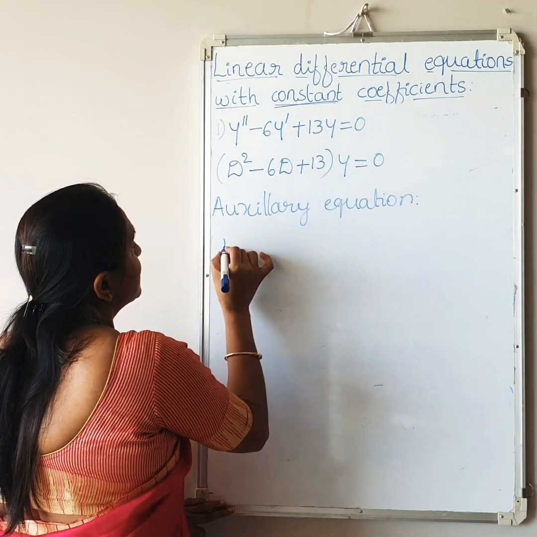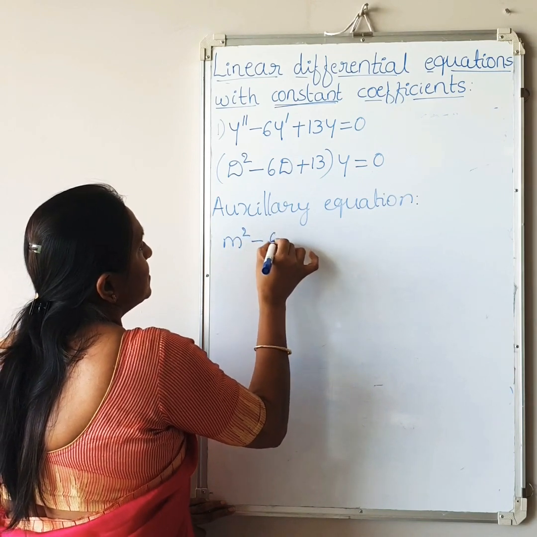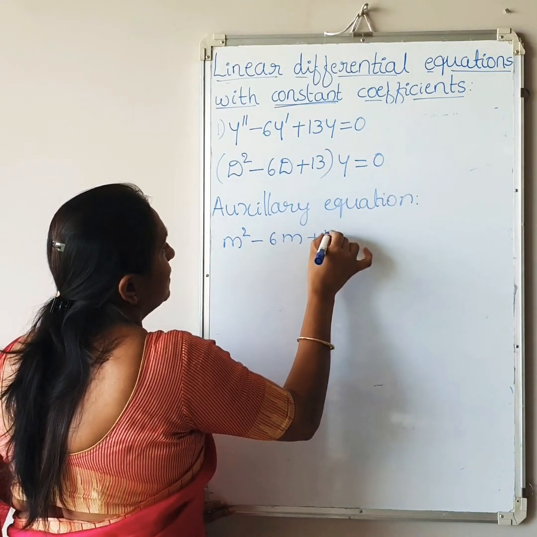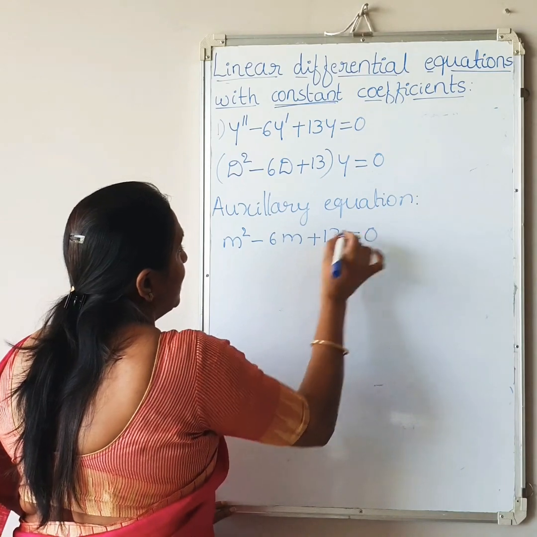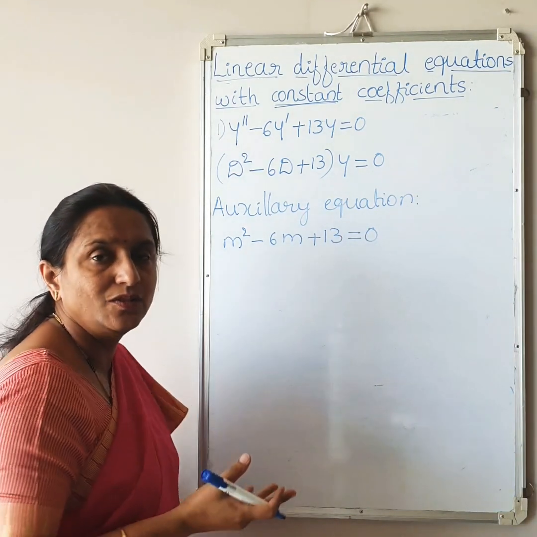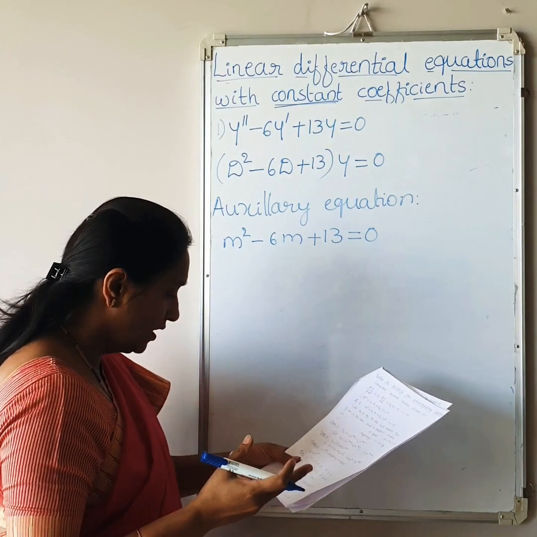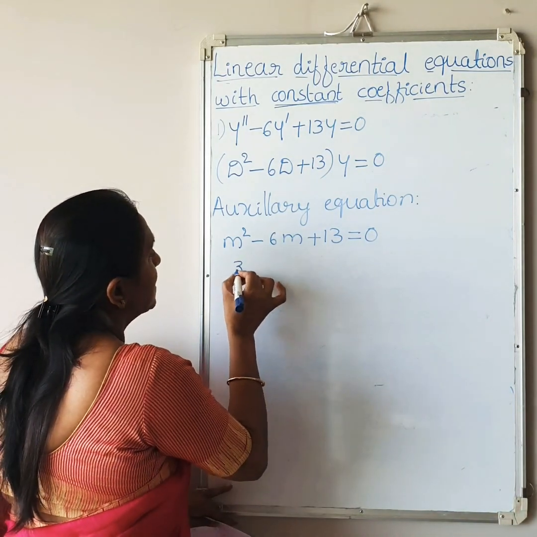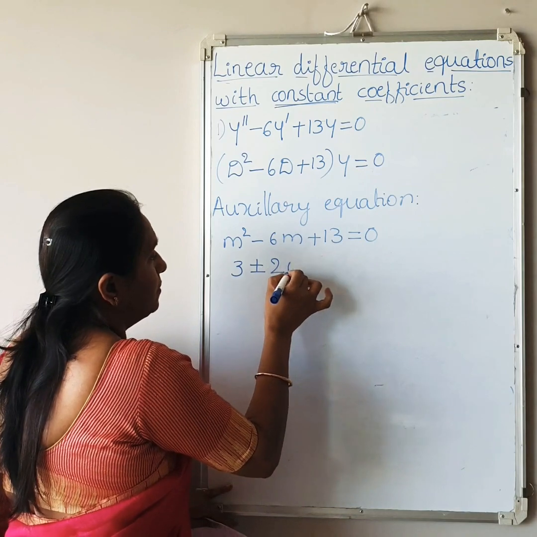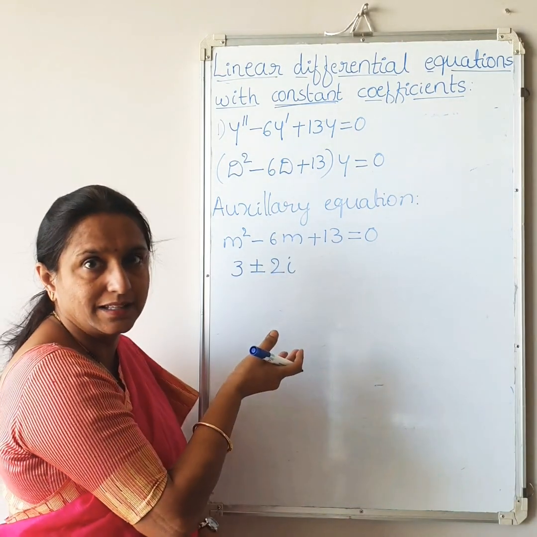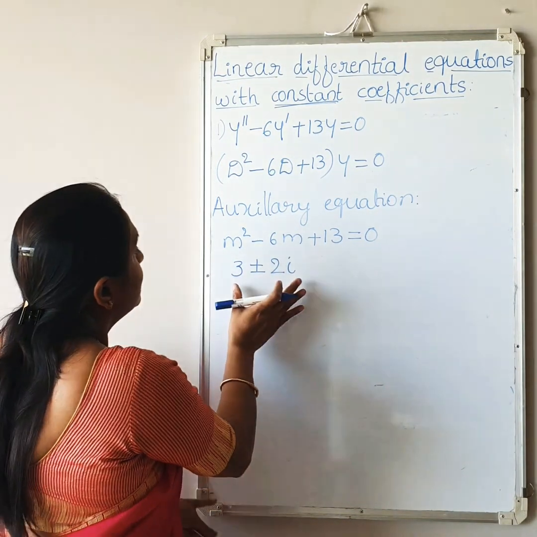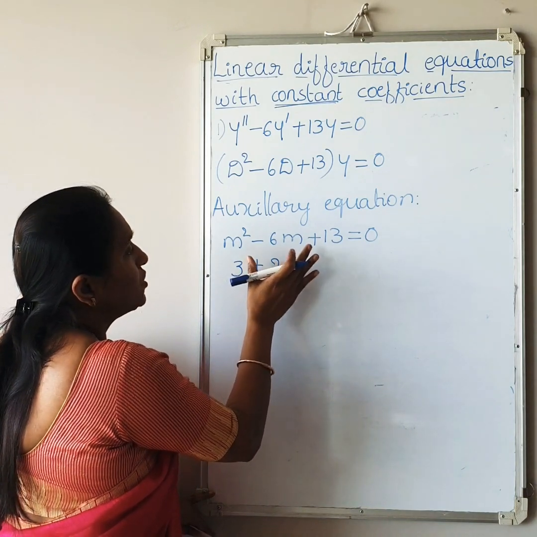So here it is m square minus 6m plus 13 is equal to 0. To find the roots of this, you can directly use the calculator and you will get the answer. For this one, the roots are 3 plus or minus 2i. Better you find it with the calculator, easily you will get it. So roots are 3 plus or minus 2i.